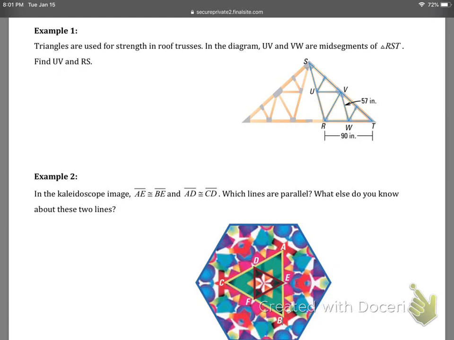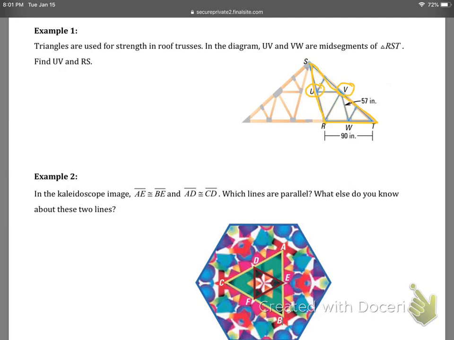Here is RS. Whoops, I didn't want to do that. I just want to draw it. RST. There's the triangle. And they're telling us that this UV right here is a mid-segment. So they want us to find UV and to also find RS.